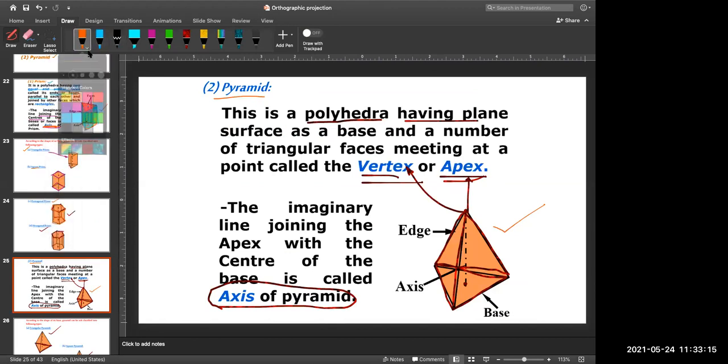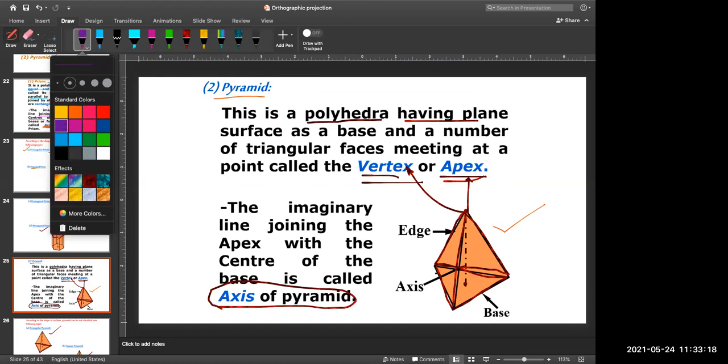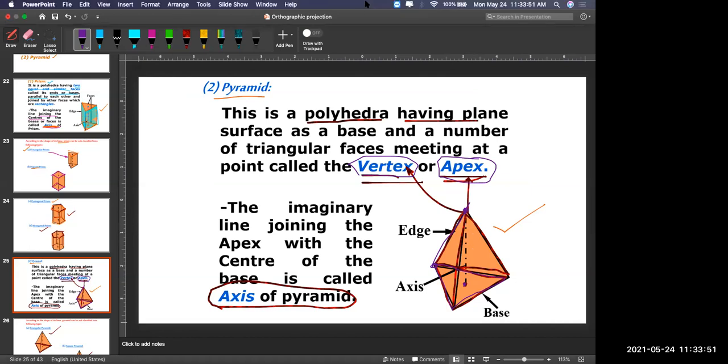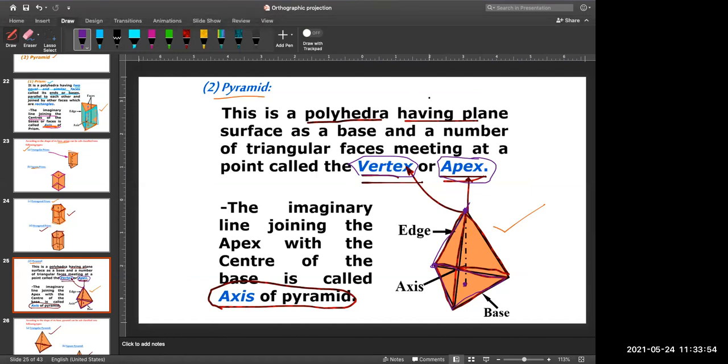Let me take some other color. Here you have any geometry at the bottom, and all these vertices are connected at the top. One point is there, and that point is called the apex, or also called the vertex. And the perpendicular line joining this vertex to the center point of the base, you can see one center line here. So that is called the axis of the pyramid.